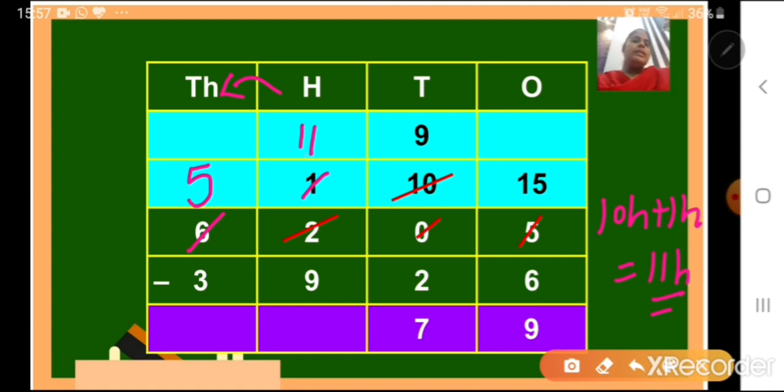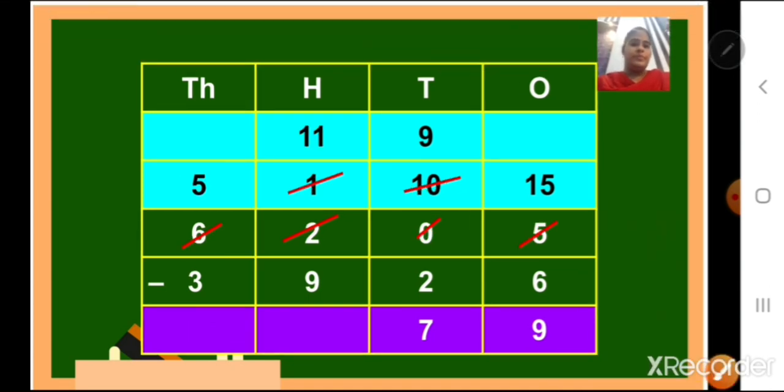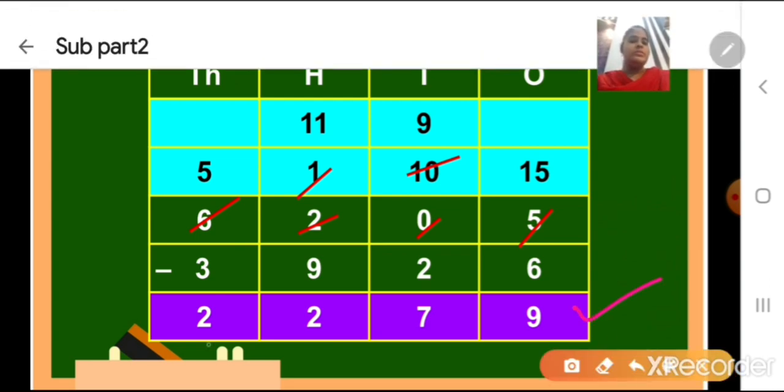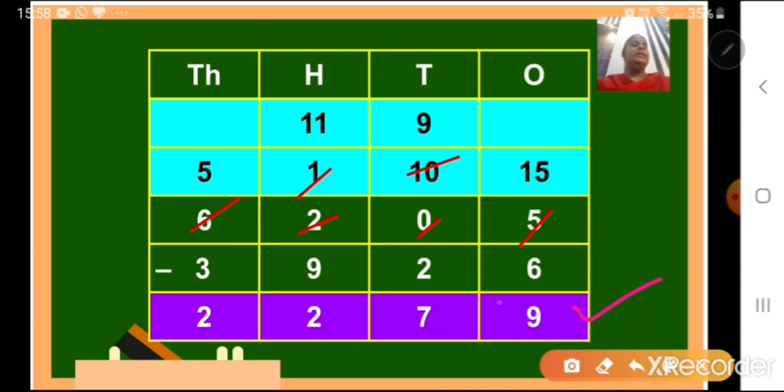Okay? Now 11 minus 9, is it possible? Yes, it is possible. So let us subtract. Count after 9. 10, 11, 2. So here I will get number 2. And in thousands place, I have 5 minus 3, which is 2. Correct? So this answer I will get. Note it down children. My answer is 2,279.